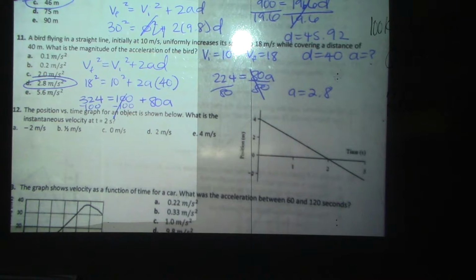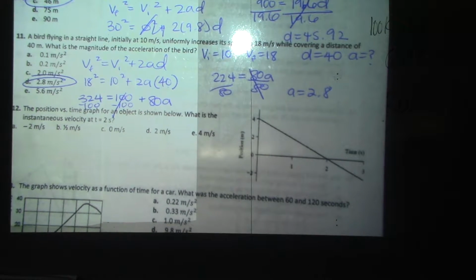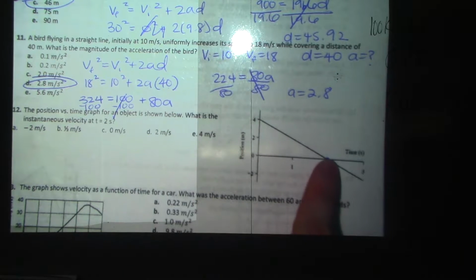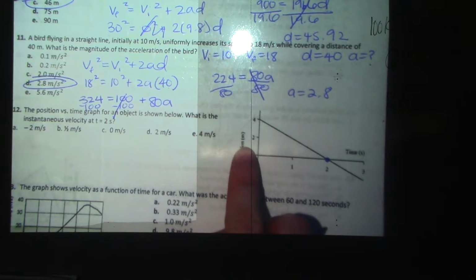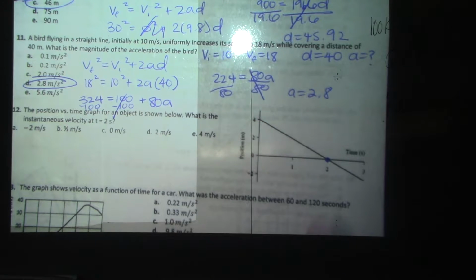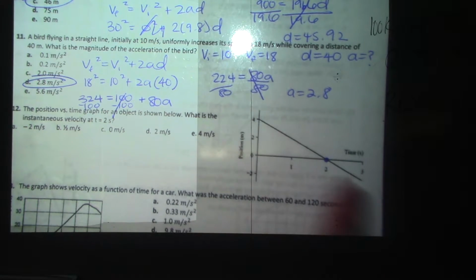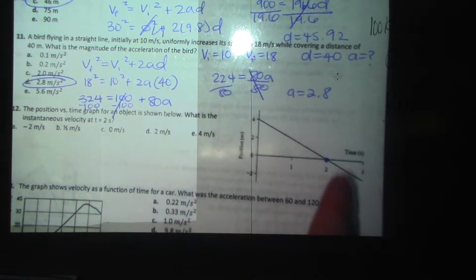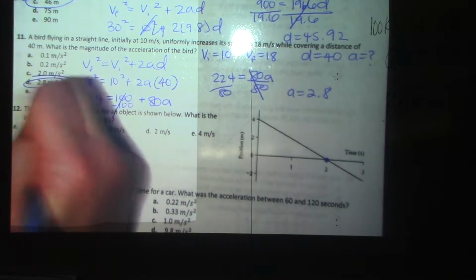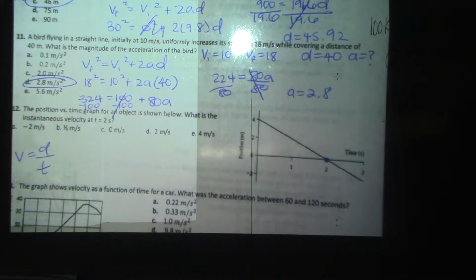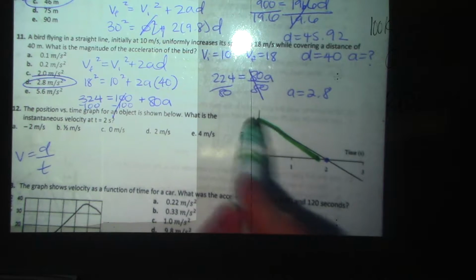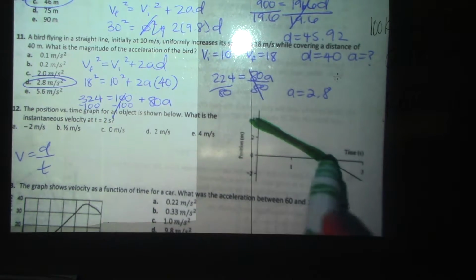Number 12, a position versus time graph for an object is shown. What is its instantaneous velocity at 2? Now it's very tempting to go, oh, at 2 it's at 0. That does not mean it's not moving. That's not a velocity of 0. In fact, we know it's moving at a constant velocity here. That just means it happens to pass the 0 meter mark. We still find velocity the exact same way: v equals d over t. You can do it for the whole thing, or just for the first couple seconds. It doesn't matter because it's the same slope either way, right? It's the same rate. So I just did it for this little section right here.